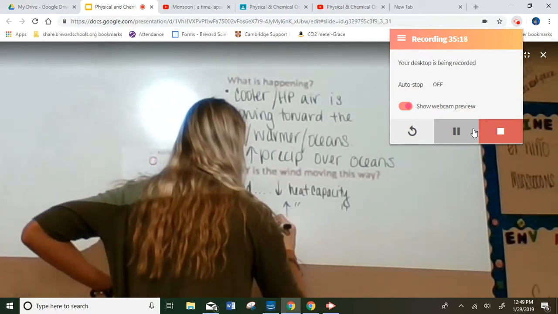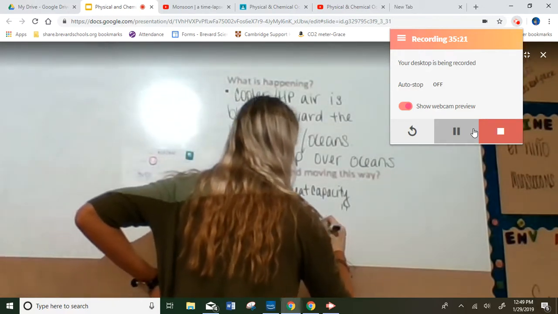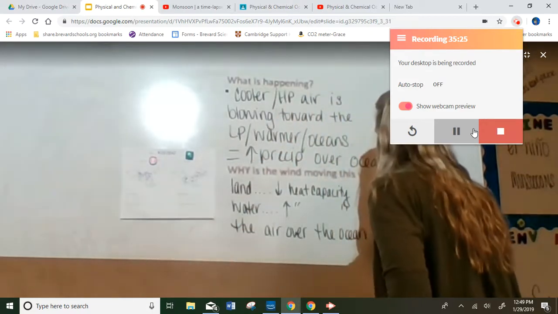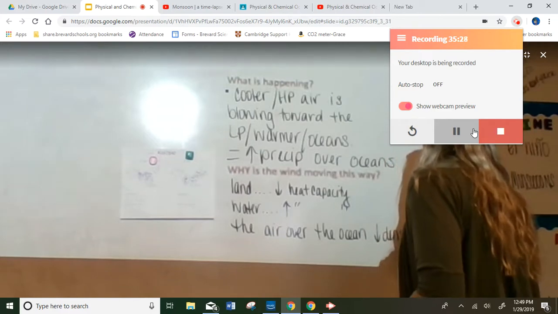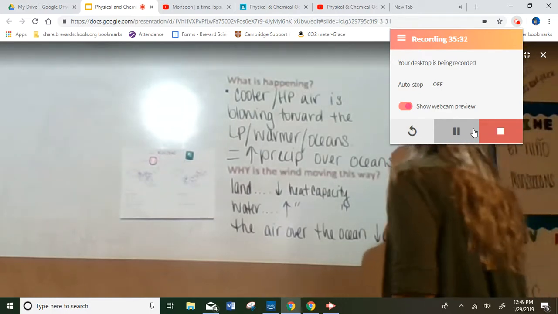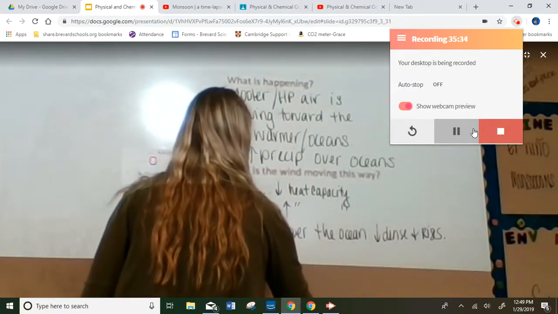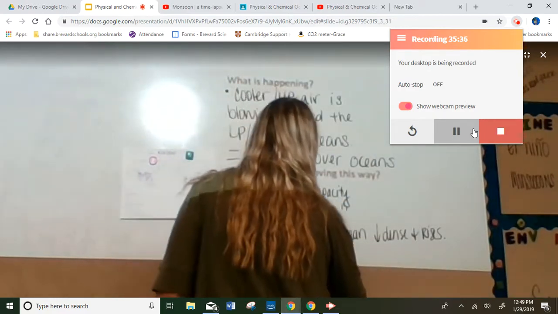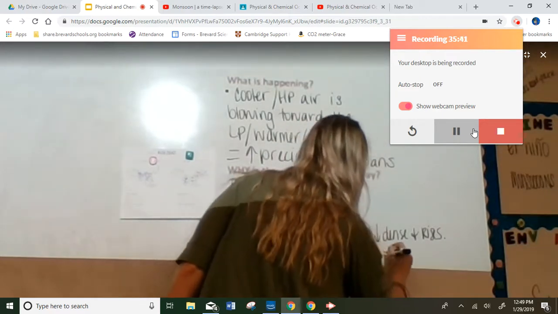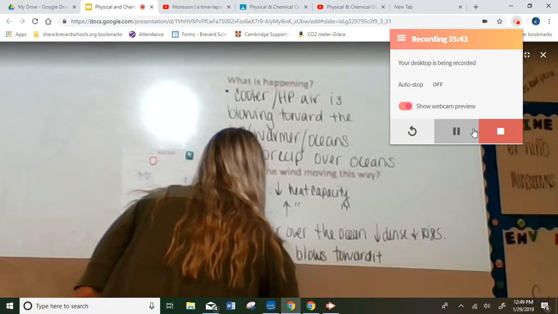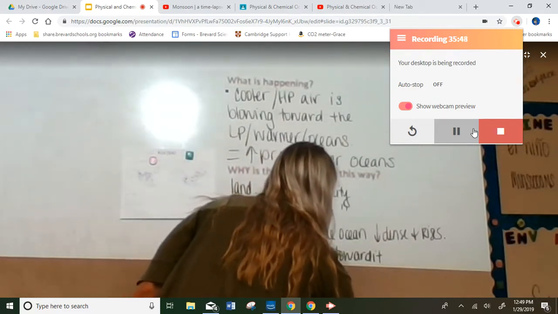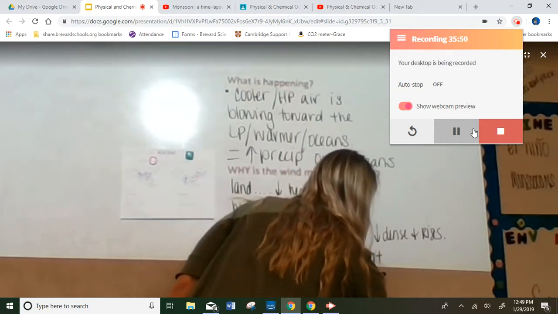Let's say the air over the ocean becomes less dense, so it decreases in density and rises. Cool air blows toward it to fill in the empty space. But it's not really empty, it's just low pressure.